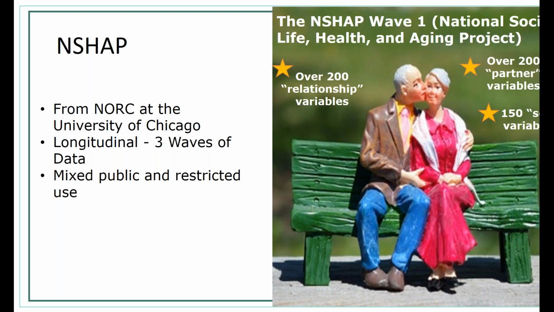Another popular study we have is also another US national study called NSHAP, as I mentioned, the National Social Life, Health and Aging Project. And this is done at NORC at the University of Chicago, and it integrates physical, psychological, sensory, functional, cognitive, and social dimensions. My director likes to say that this is one of the few studies on aging adults that actually treats them like adults. And it has mixed public and restricted use data in its 3 waves.